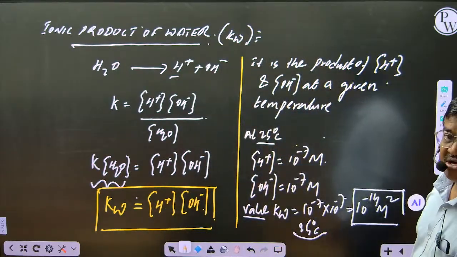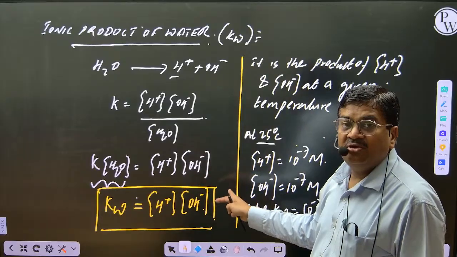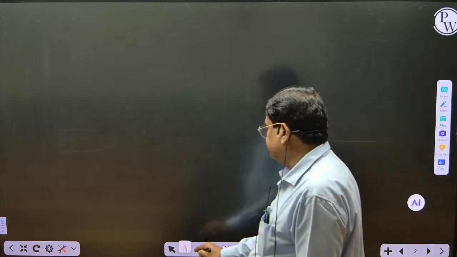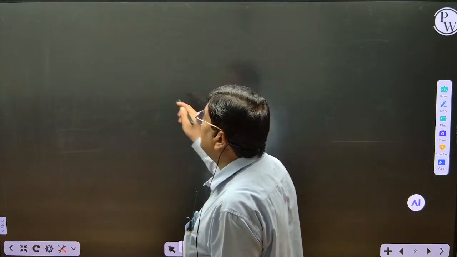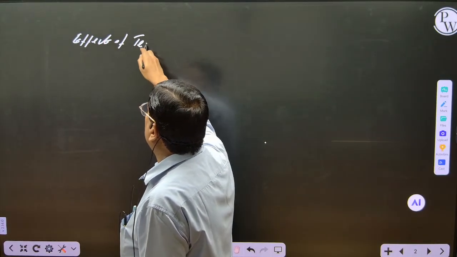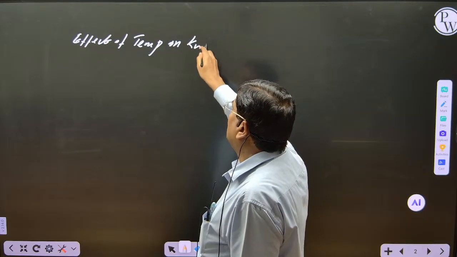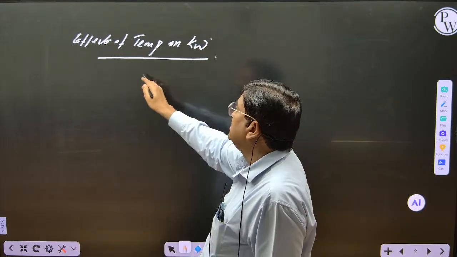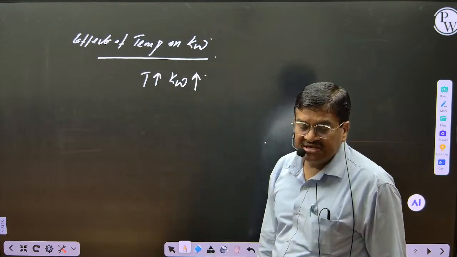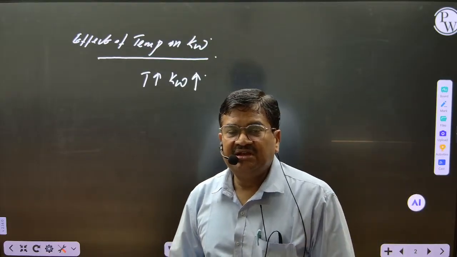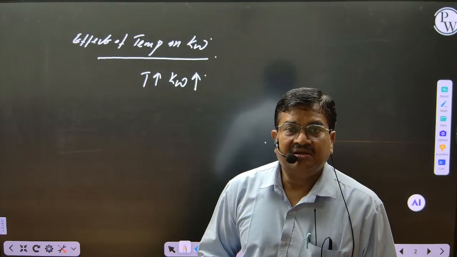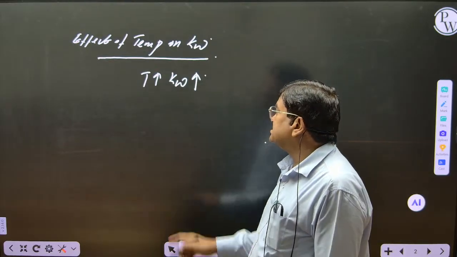Copied this, all of you? Understood all of you? Simple, no? So in this relation, we get numericals in the exam. And write the next point. As temperature increases, what is the effect of temperature on KW? So with increase in temperature, what happens to the KW value? It increases. In assertion reasoning, they can ask in the exam, in JEE Mains and NEET, they give an assertion statement and a reason statement. So as temperature increases, KW value increases.